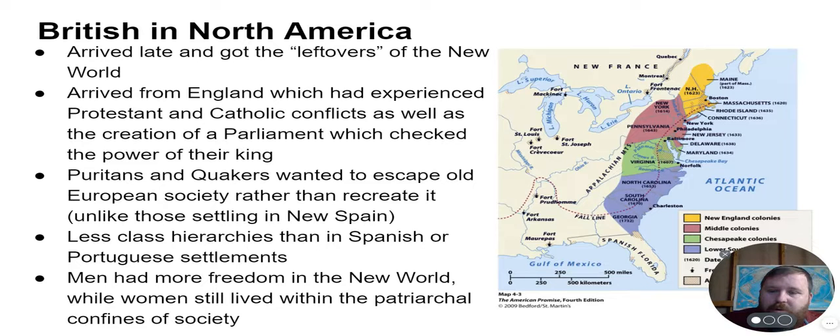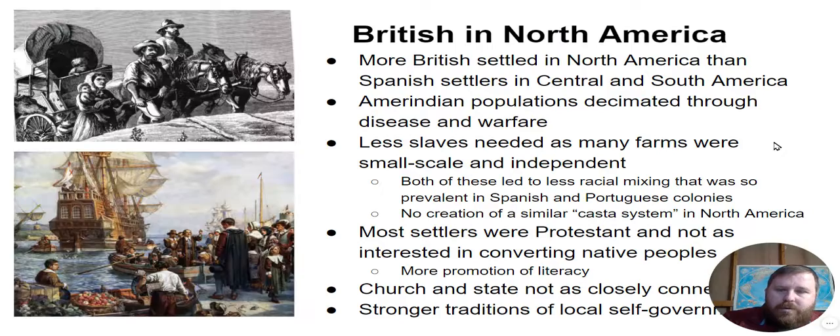Men had more freedom in the New World, while women still lived within the patriarchal confines of society in the New World. All right. More British settled in North America than Spanish settlers in Central and South America. So more people come actually from Britain than people who come from Spain. So that means you have a lot more Europeans settling in North America than you do in South America. A lot of South America is still natives and slaves, and I should say, Africans who have been enslaved by the Spanish. Amerindian populations were decimated through disease and warfare. So you have a lot more Europeans versus natives in North America.